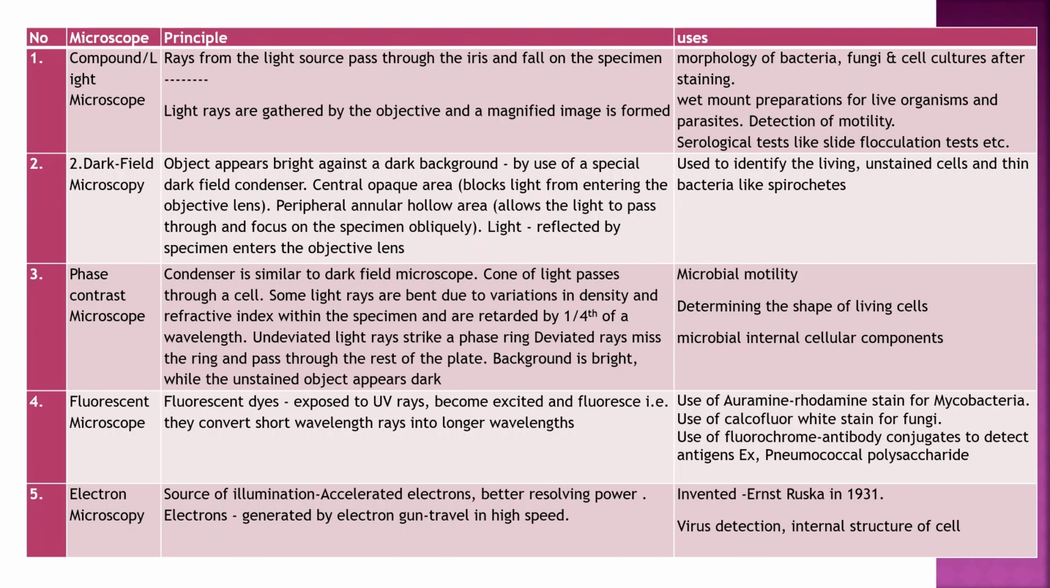Compound microscope principle: rays from light source pass through the iris and fall on the specimen. Light rays are gathered by objective and magnified image is formed. Uses: morphology of bacteria, fungi, cell culture after staining, wet mount preparation for living organisms, motility, serological test. Dark field microscopy: object appears bright against the dark background by use of special dark field condenser. Central opaque area blocks light from entering the objective lens. Peripheral annular hollow area allows light.